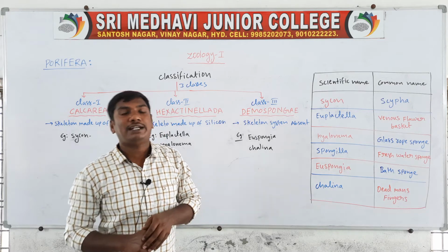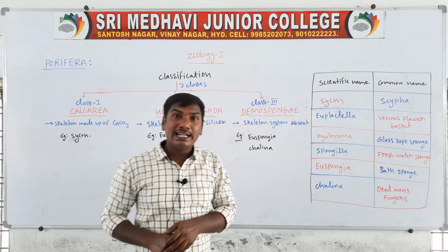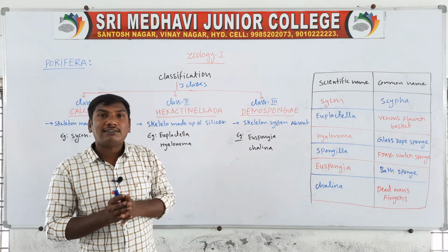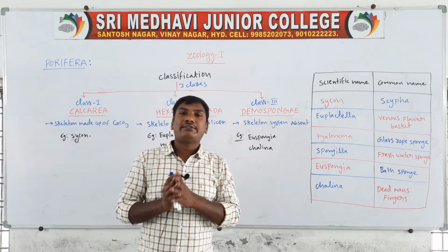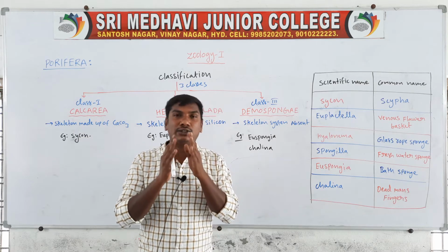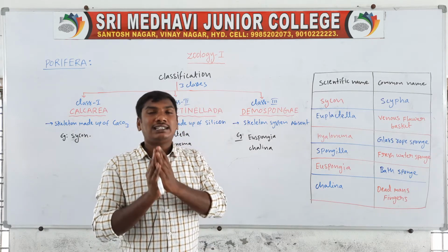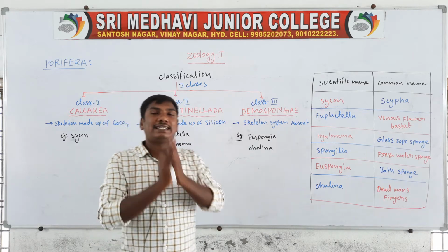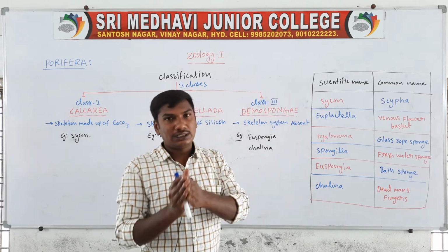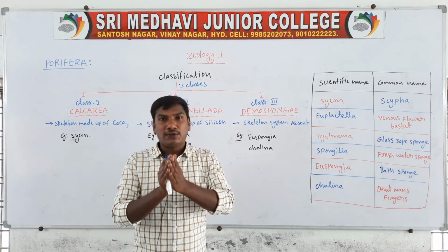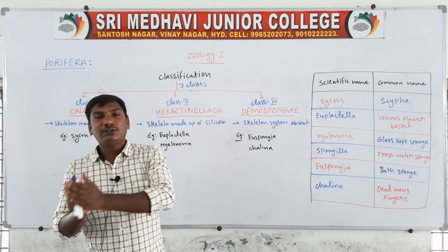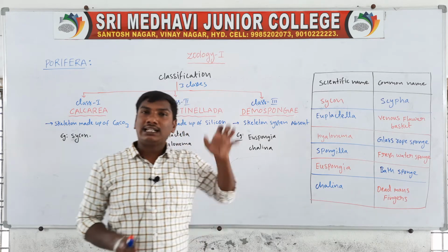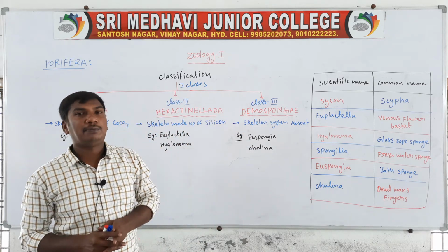Next one, development. The development is indirect development. Indirect development means larval stages are present. Next one, cleavage. The cleavage is holoblastic. Holoblastic means complete cell division. One cell divides into two cells, two into four, four into 8, 8 into 16, 16 into 32. So these are the general characters of the phylum Porifera.